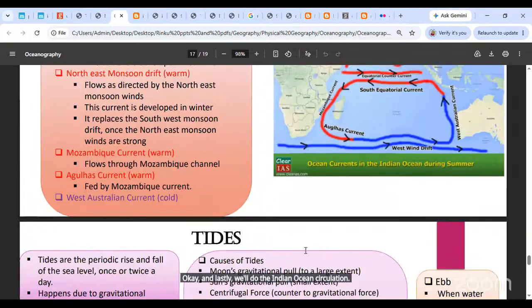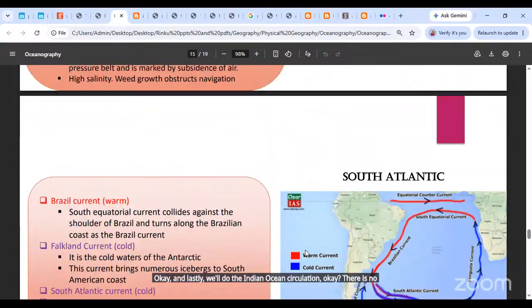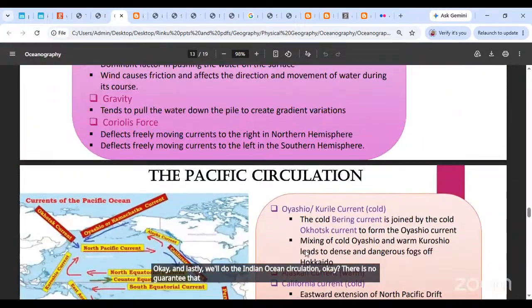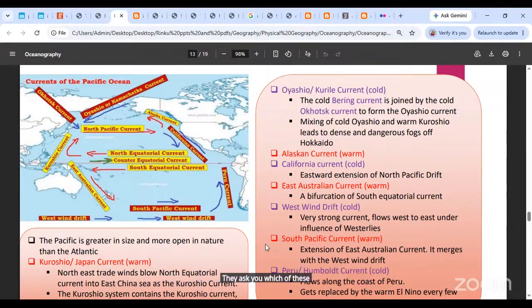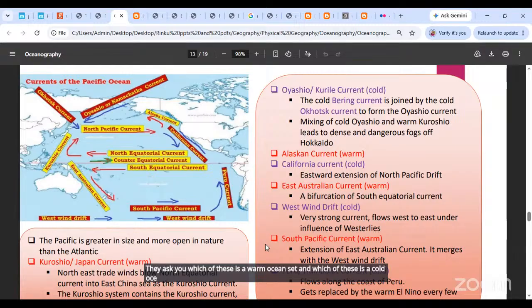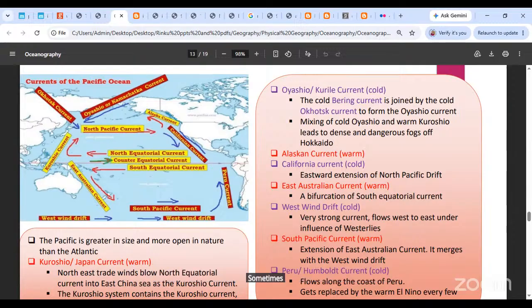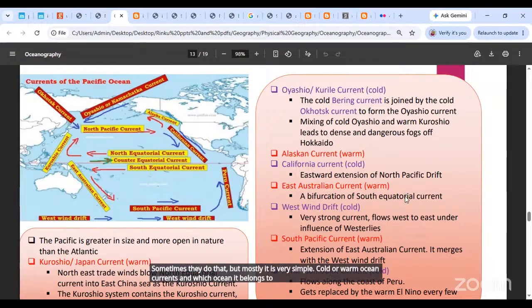There is no guarantee that UPSC ever focuses on one certain circulation. They just keep asking you about ocean currents. That is one very standard thing. They give you a bunch of currents and ask which of these is a warm ocean current, which is a cold ocean current, or which ocean they belong to. Sometimes they want to raise the difficulty level. They'll give you 4 oceans, 4 parts of oceans, 4 currents, and tell you to mix and match. Knock yourself out. But mostly it is very simple: cold or warm ocean current and which ocean it belongs to. That's the kind of thing you can expect.